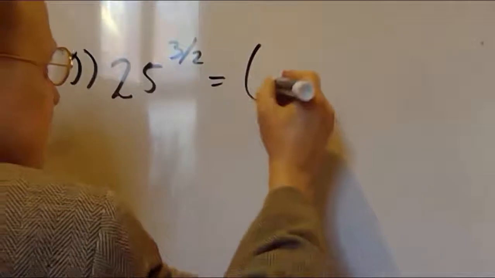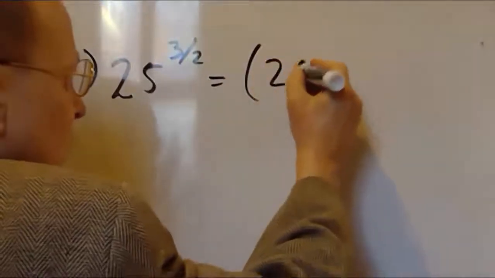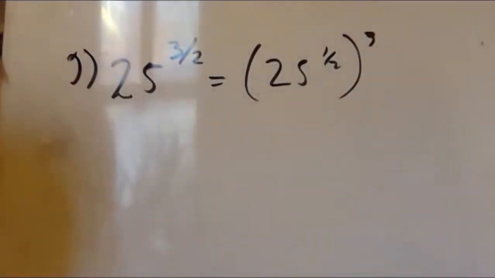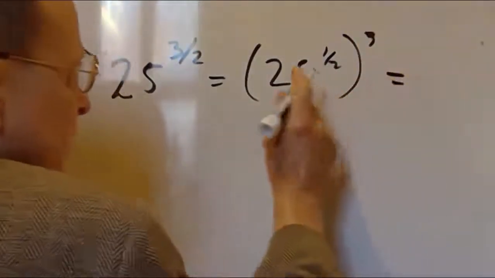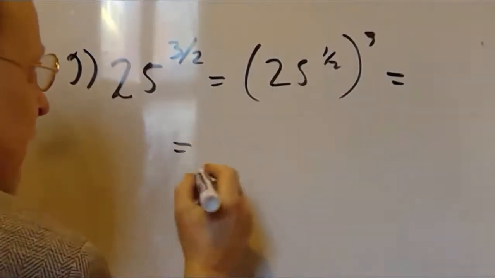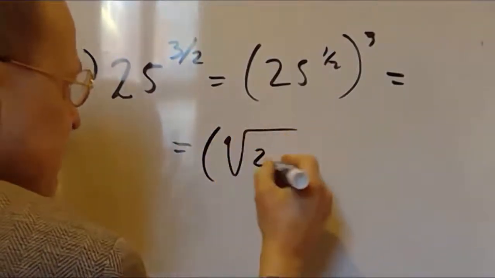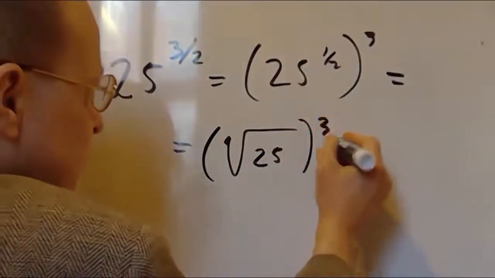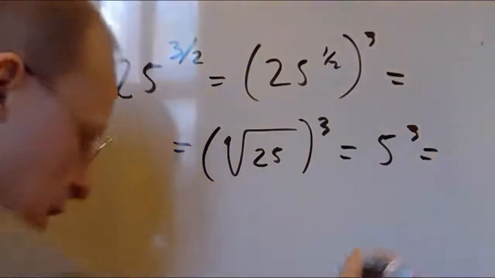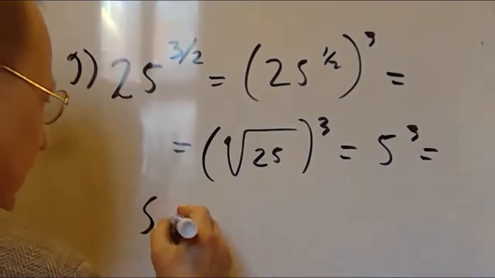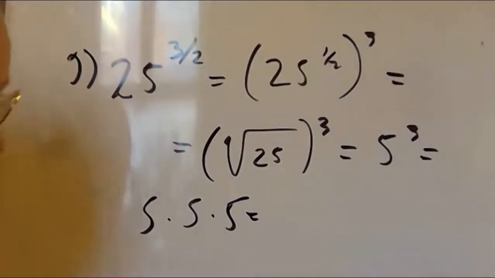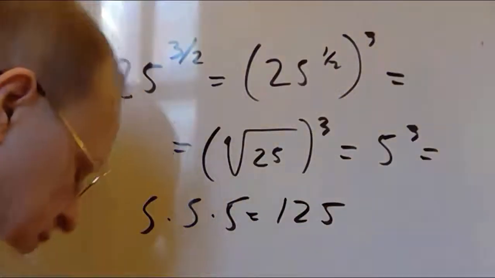What that means is we have 25 to the 1/2 cubed. And it turns out that since 25 to the 1/2 is the same thing as the square root of 25, cubed, that means that's equal to 5 cubed, and it turns out that 5 times 5 times 5, which is 5 cubed, is equal to 125.